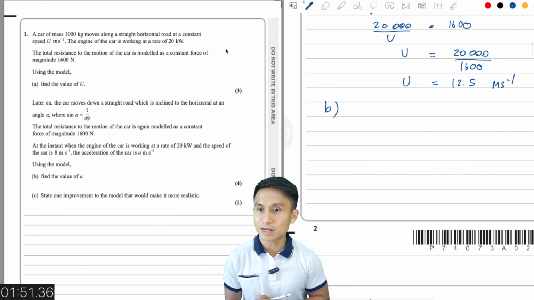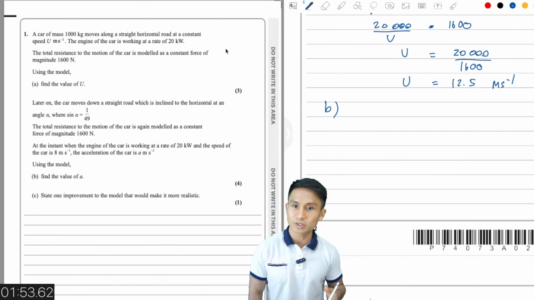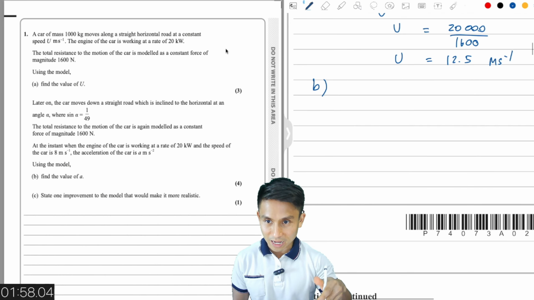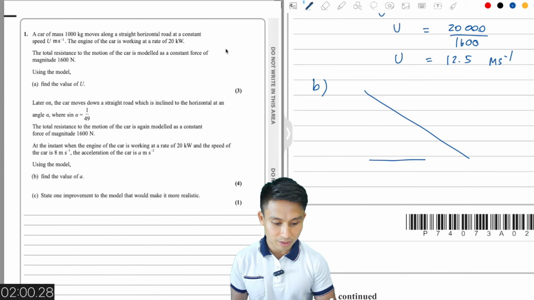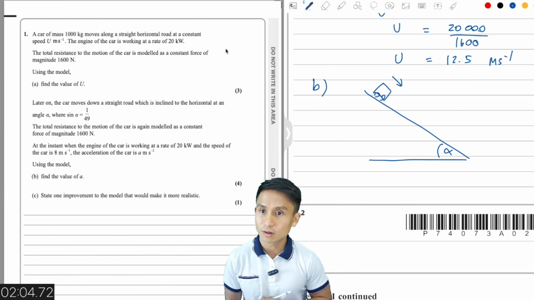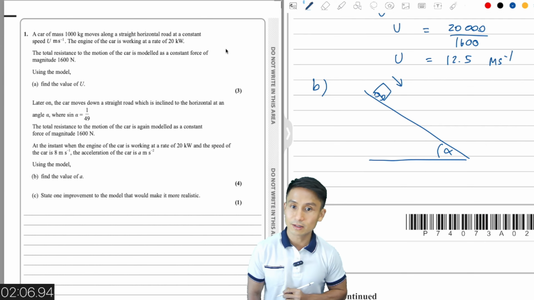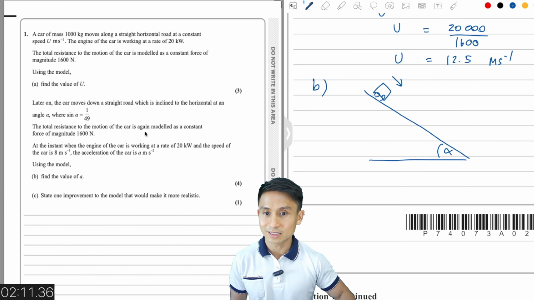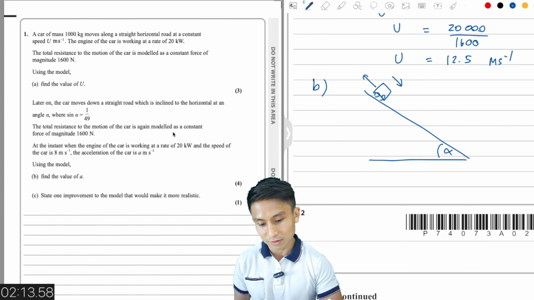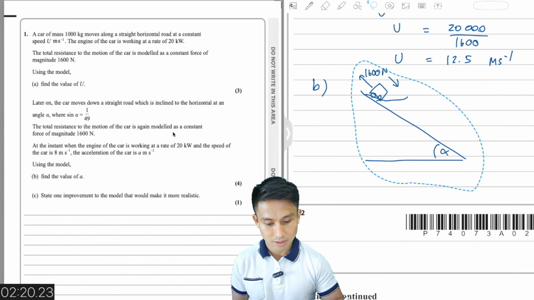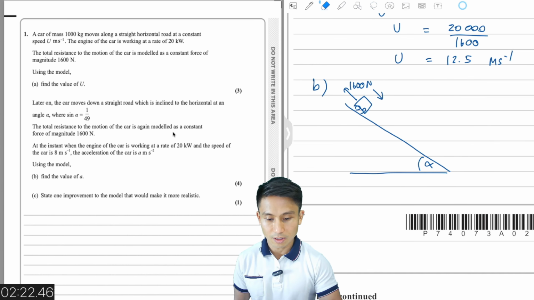And now part b. Later on the car moves down a straight road which is inclined to the horizontal at an angle alpha, and the car is here maybe, moving down, so we've got to be careful. Then the total resistance to the motion of the car is again modeled as constant, so we have again 1600 here as a resistive force. Just going to move the whole thing a little down maybe.